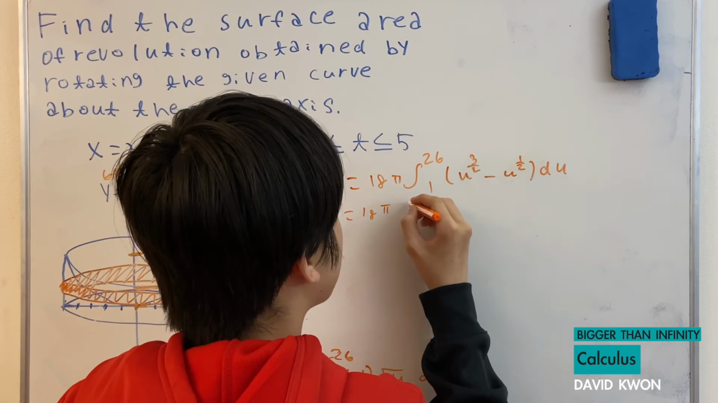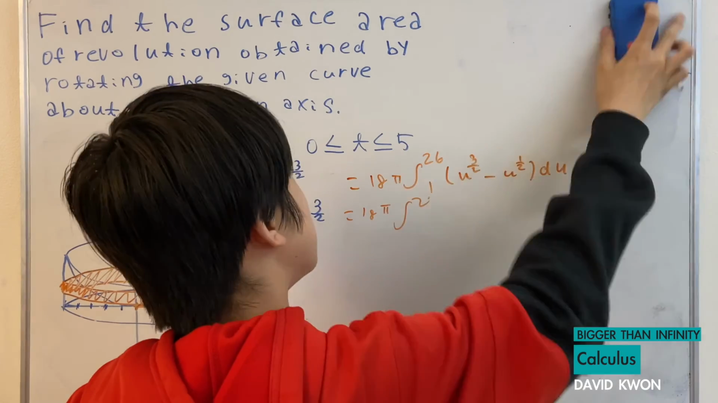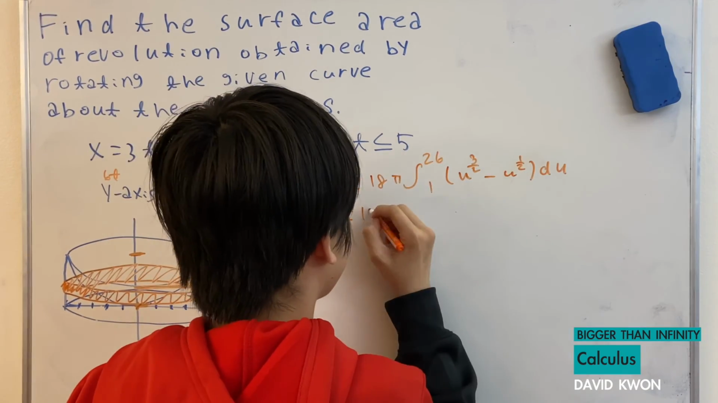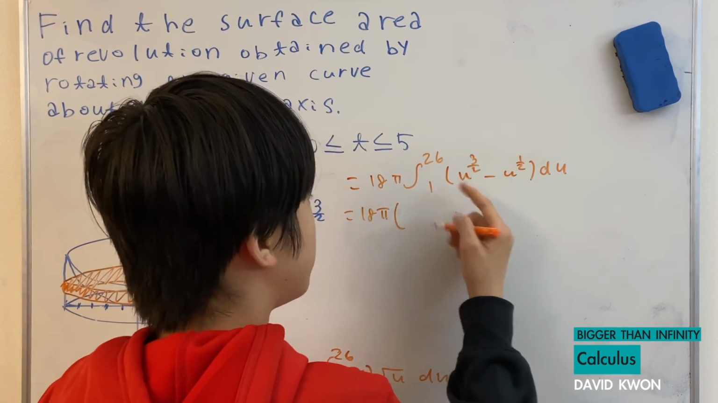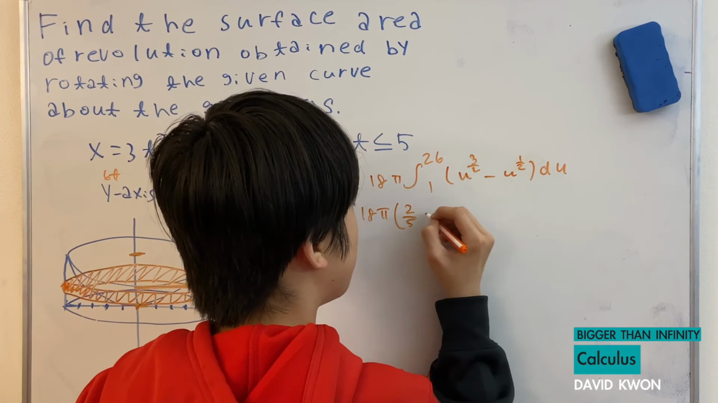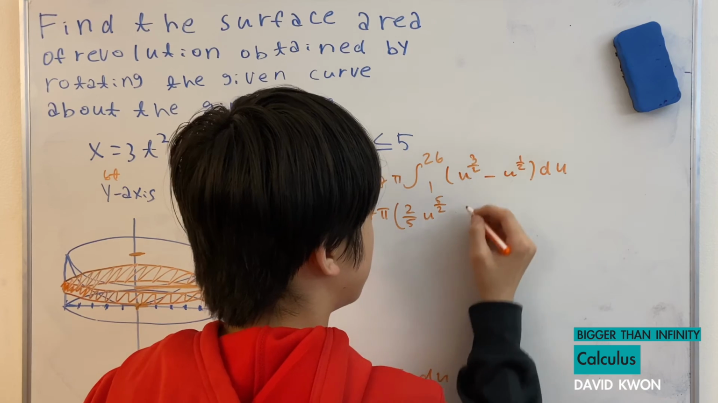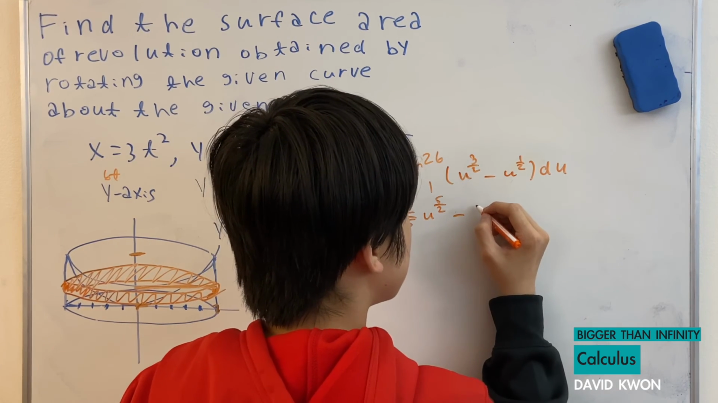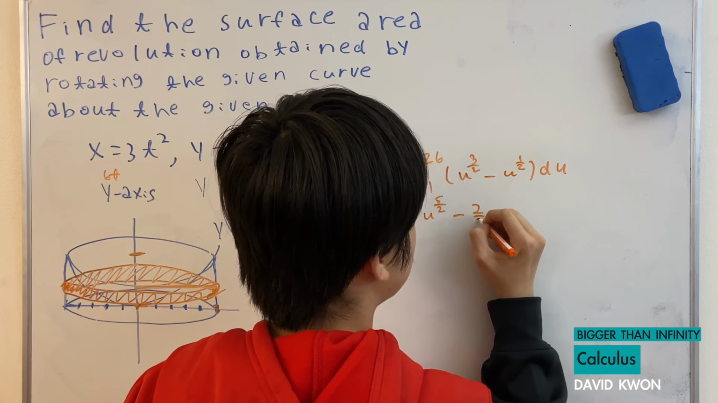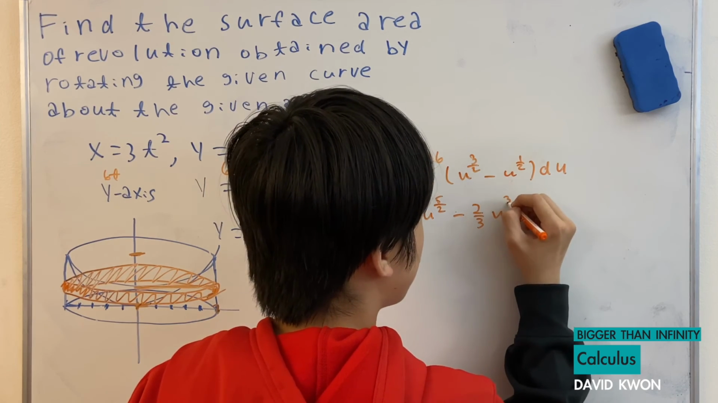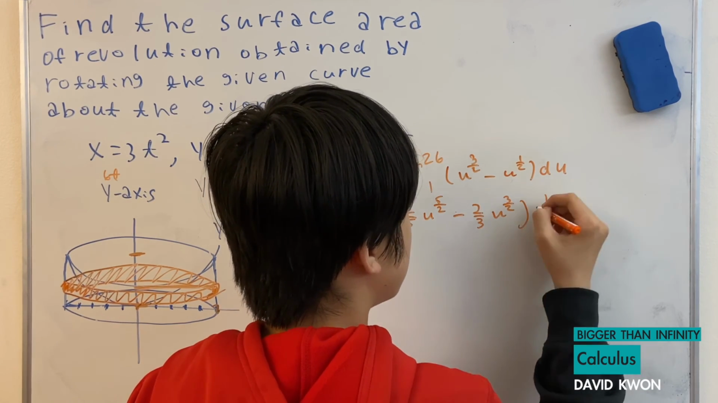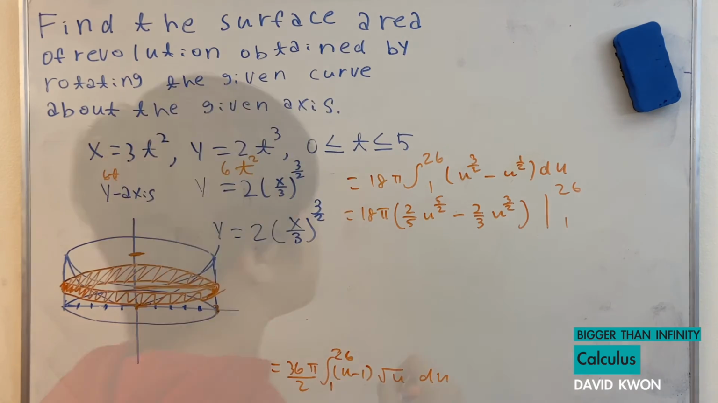So I integrate them. I don't need the integral sign anymore. When I integrate that, I get 2 over 5 times u to the power of 5 over 2 minus 2 over 3 times u to the power of 3 over 2, on the interval from 1 to 26. Let me see if that's right. Yep, it's right.